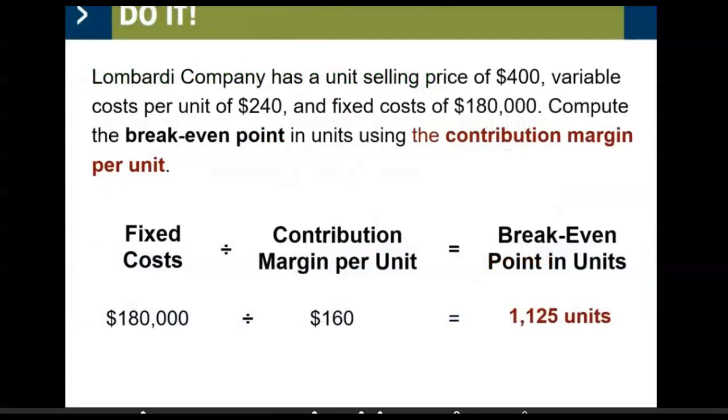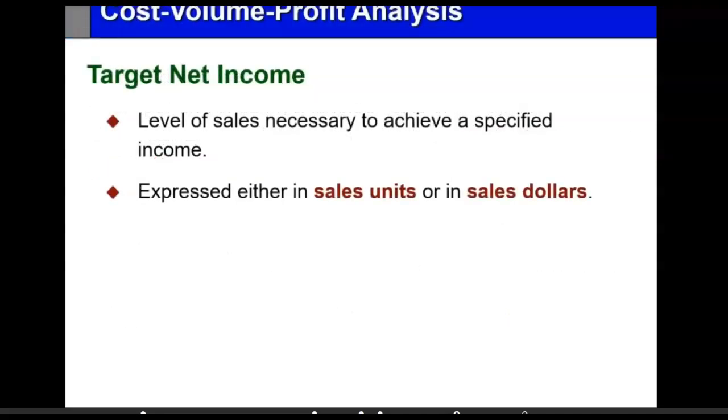So now here we have Lombardi Company with a unit selling price of 400 and a variable cost of 240. Now, you're never given the contribution margin, so you have to figure that out. Contribution margin, obviously, is 400 minus 240, or 160. And the fixed cost is 180. So what's the break even? Well, simply 180 divided by the contribution margin per unit, or 1,125 units.